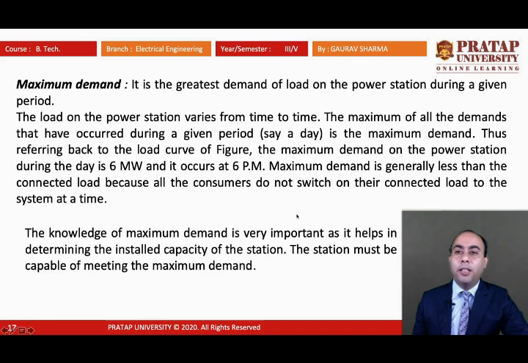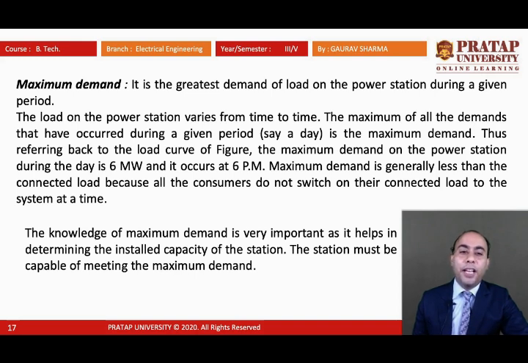Now the maximum demand is the greatest demand of the load on the power station during a given period. The load on the power station varies from time to time. The maximum of all the demands that have occurred during a given period is the maximum demand. Thus, referring back to the load curve figure, the maximum demand on the power station during the day is 6 megawatt, and it occurs at 6 p.m. in the evening. So the maximum demand, what we see in the load curve, is at 6 p.m.